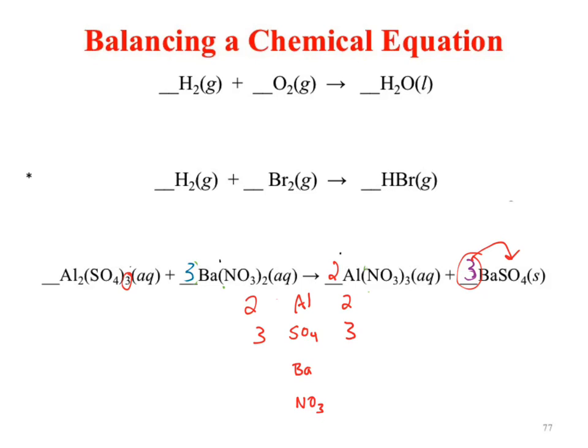How many bariums are there on the left-hand side? 3. Right-hand side? Nitrates? Yes, there's 2, but then... And right-hand side? 6. And I get 6. I like that better. Does it balance? Yeah.